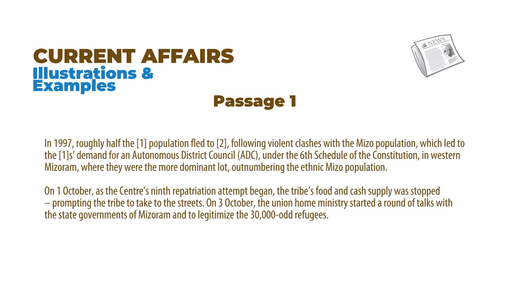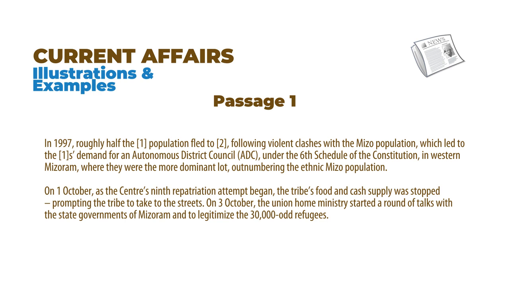In 1997, roughly half the blank population fled to blank following violent clashes with the Mizo population, which led to the blank's demand for an autonomous district council under the 6th schedule of the constitution in western Mizoram, where they were the more dominant lot, outnumbering the ethnic Mizo population.